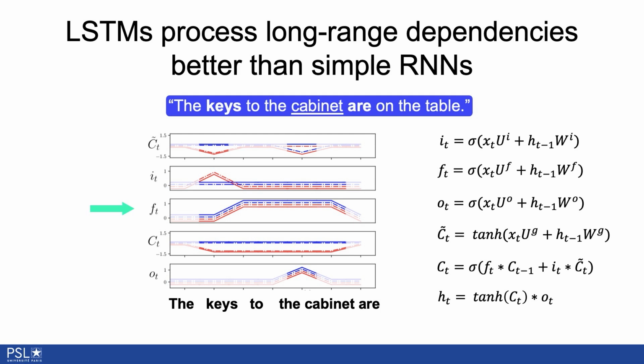Simultaneously, the forget gate should close to erase any previous potentially interfering information in the cell. However, the forget gate should then remain open, set to 1, during all following time steps, until cabinet, to retain the plural information across other words. In parallel, the input gate should remain closed in subsequent time steps, to ignore interfering singular information from words like cabinet.